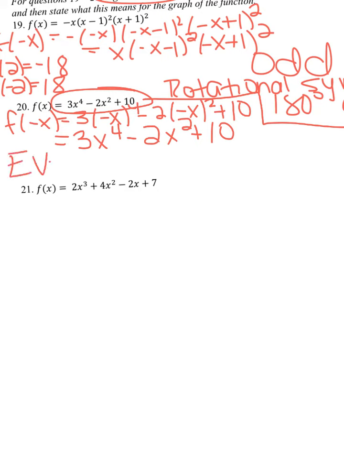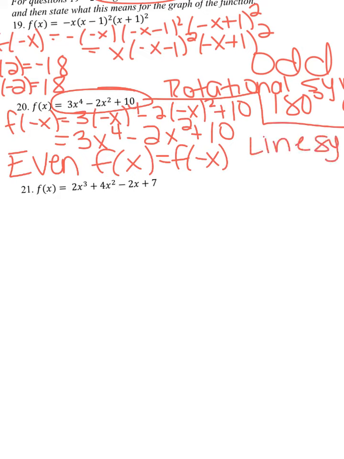So equal means even. If you didn't know what that means, though, again, you can plug in any number other than 0, and then as long as you don't get 0, you plug in the negative. So this is even, meaning that f of x is equal to f of negative x, meaning that there is line symmetry around the y-axis. That's what an even function is.